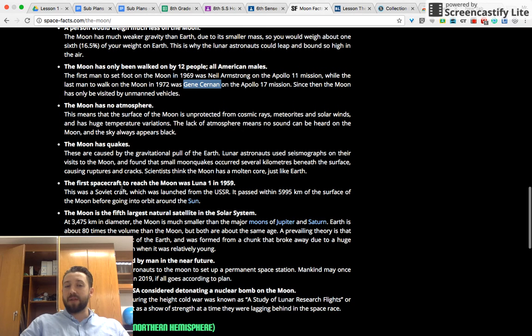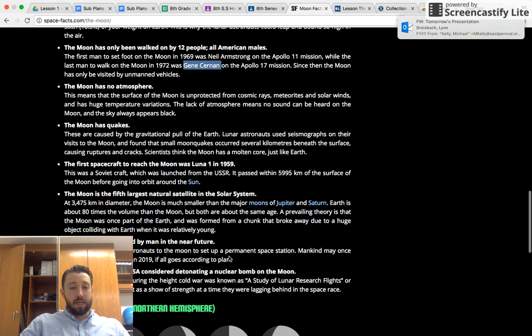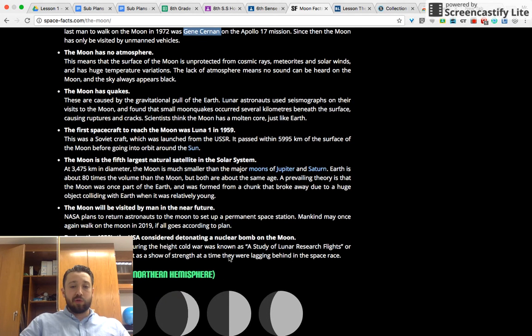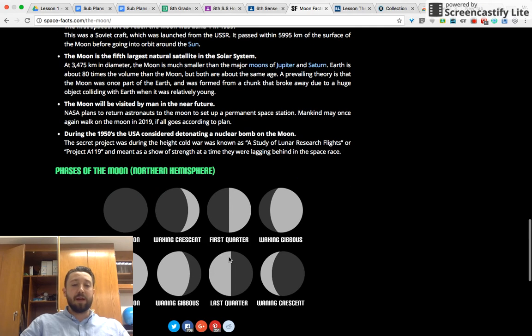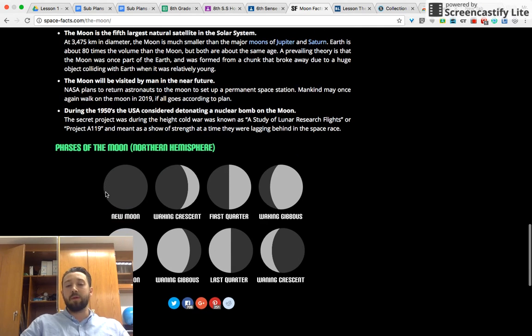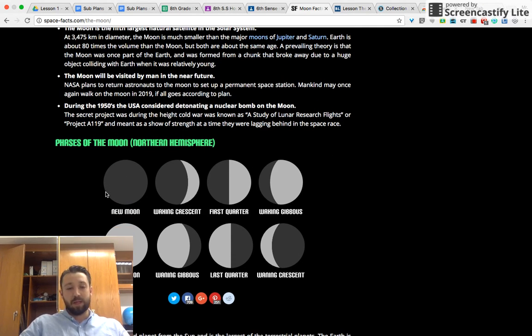Look at this. The first spacecraft to reach the moon was from Russia in 1959, but we were the only country to ever walk upon the moon. And that's pretty much it. If you want to copy this down in your notes, the phases of the moon, this is really important. We're going to get into this heavily in the next 2 weeks. But do you understand the moon goes through phases throughout the month is really important.